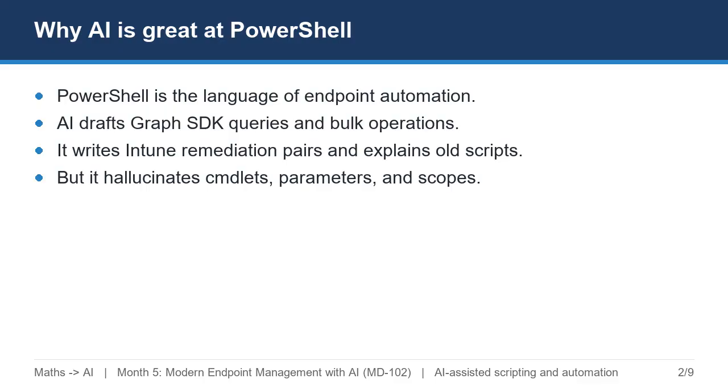PowerShell is the automation language of endpoint management, and honestly, AI is a brilliant pair programmer for it. It'll draft a Microsoft Graph query, scaffold a bulk operation, write a remediation pair, or explain that cryptic script you inherited, line by line. Here's the catch though, it also hallucinates cmdlet names, invents parameters, and makes up Graph scopes with total confidence. As a fast first draft you verify, it's a superpower. As an oracle, it's an incident waiting to happen.